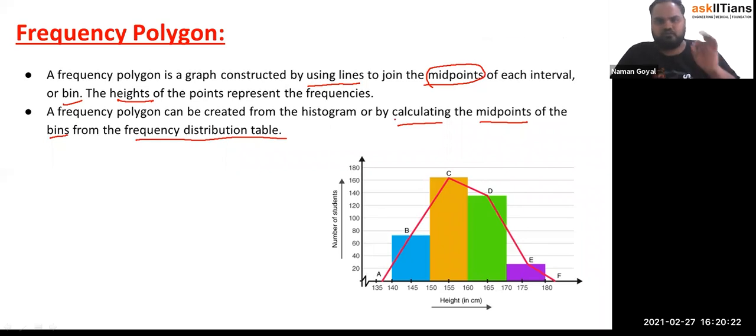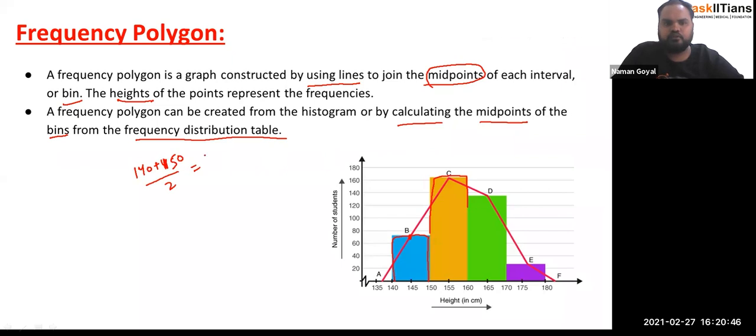If a histogram is given for a particular data, we have to find the midpoints. For this one, 145 is the midpoint. See how we find it: 140 plus 150 upon 2, that is 290 divided by 2, which is 145. Similarly for 150 to 160, 150 plus 160 upon 2 gives 155 as the midpoint. Same for this one and this one.